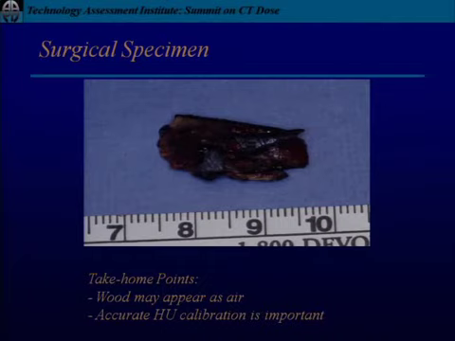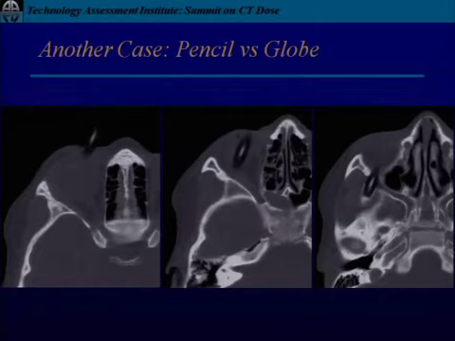Therein lies the importance of having proper calibration. And there's another pencil versus globe. You can see actually it doesn't project very well, but you can see that the wood is hypodense, but it's not as hypodense as air. Okay, you rely on that subtle difference. Wood is mostly air, that's why it floats in water, but it should be a little bit more dense than air. Okay, and you can see the fact that this pencil has gone through the globe into the brain.